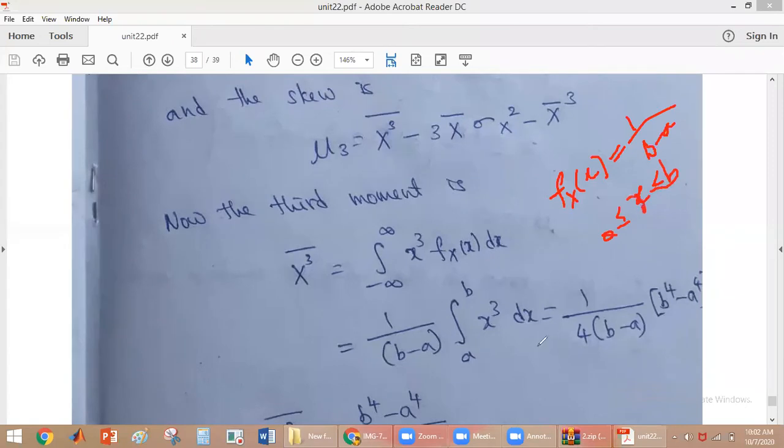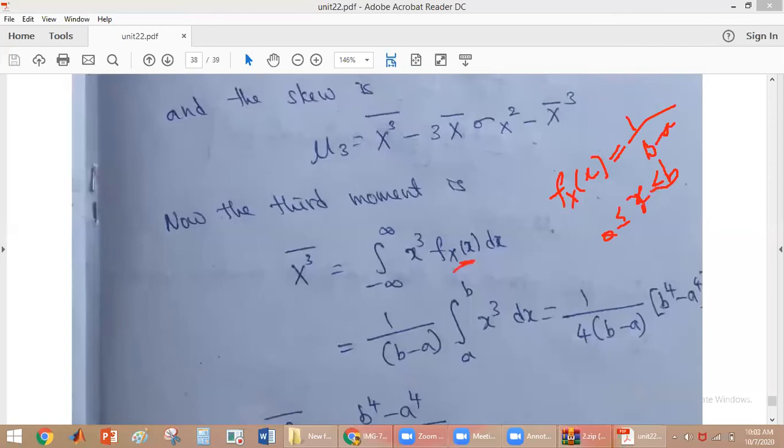Okay. Now what do we do? In place of fx of x, we substitute 1 by b minus a. So it is 1 by b minus a times the integral from a to b of x cube dx. Okay. So what is the integral of x cube? It can be written as x power 4 by 4. Okay, now what is the range? The range is a to b.